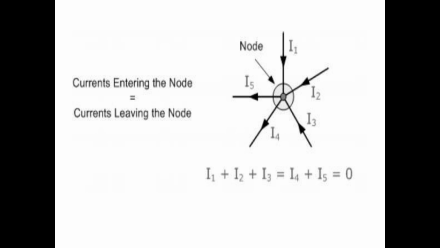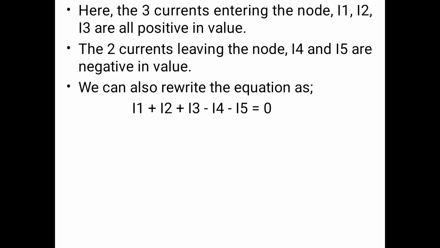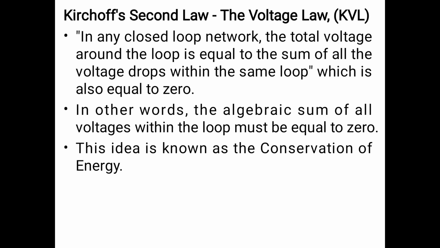Here, current entering the node is equal to current leaving the node. I1 plus I2 plus I3 is equal to I4 plus I5. So I1, I2 and I3 are the currents entering the node, and I4 and I5 are the currents leaving the node. Here the three currents entering the node are all positive in value and the two currents leaving the node are all negative in value. So we shall write I1 plus I2 plus I3 minus I4 minus I5 is equal to 0.